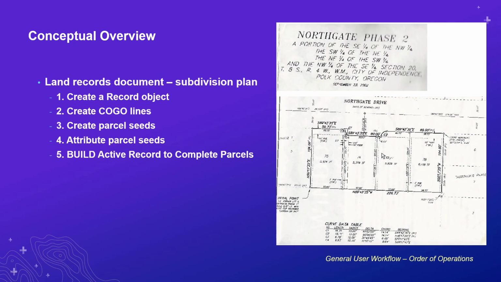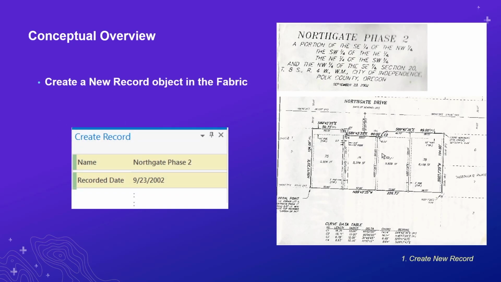The general order of operations follows these 5 basic steps of creating a record objects, creating COGO lines from a source document such as the one that you see on the right, creating parcel seeds for parcels, I'll talk about what those are, and then attribute those and then build the seeds to create complete parcels.